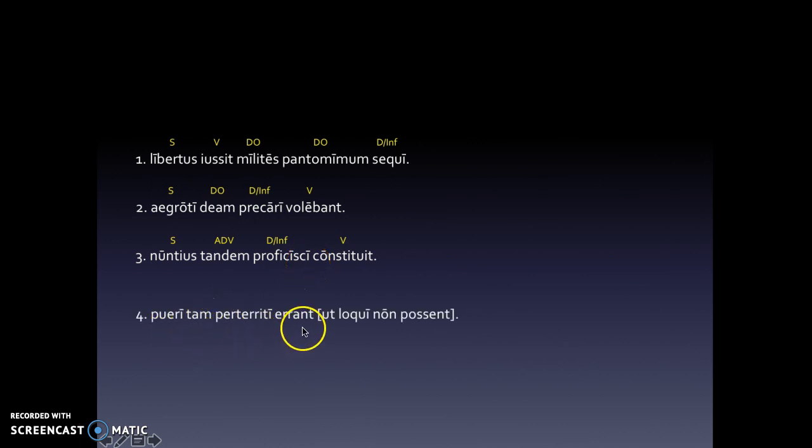Pueri tam perterriti erant ut loqui non possent. I bracketed our ut clause because it's a dependent clause. Pueri is our nominative plural subject. Perterriti is a subject complement. We've got a linking verb here. Tam's just an intensifier, you don't need to mark it unless you want to. We've got our deponent infinitive. Possent is a verb. So the boys were so terrified that they were not able to speak.